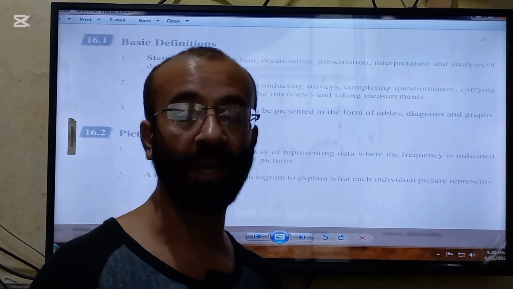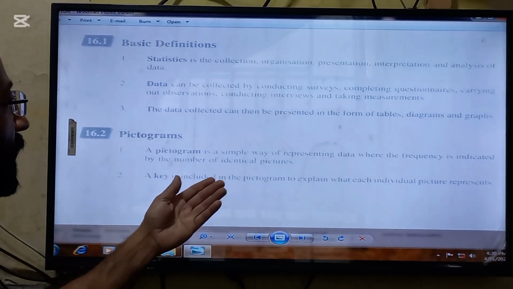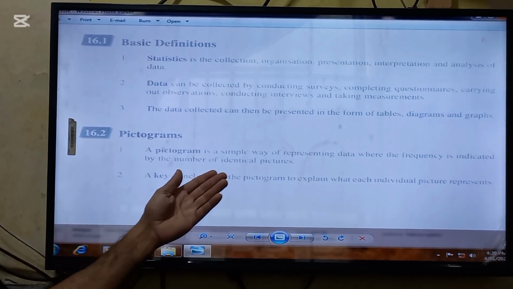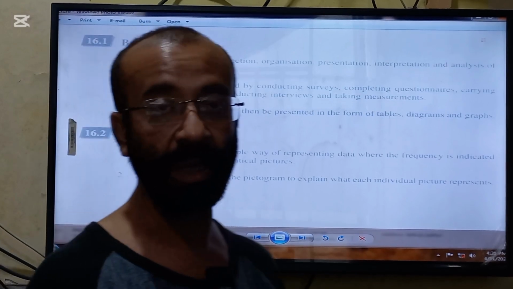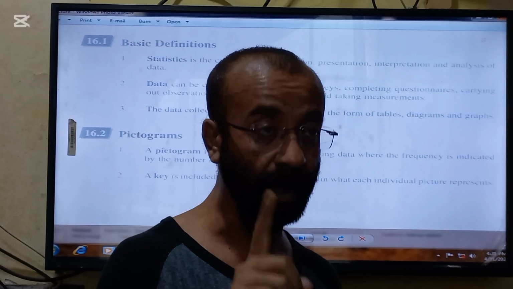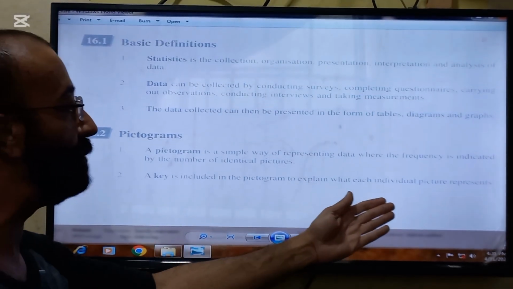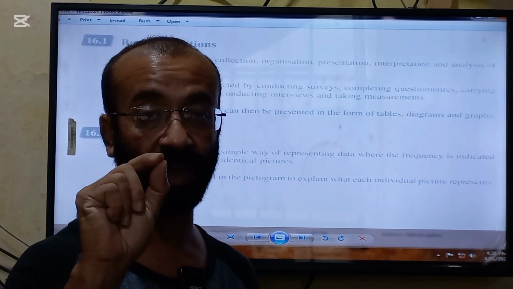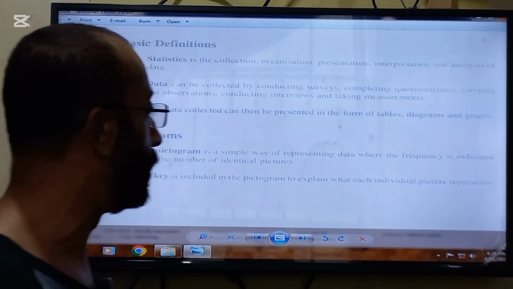And now we are going to start our first topic in statistics, that is pictogram. A pictogram is a simple way of representing data where the frequency is indicated by the number of identical pictures. The important thing is data is represented by identical figures. Next, a key is included in the pictogram to explain what each individual picture represents. The next point to remember is the key should always be there. The key represents what number is represented by each picture.